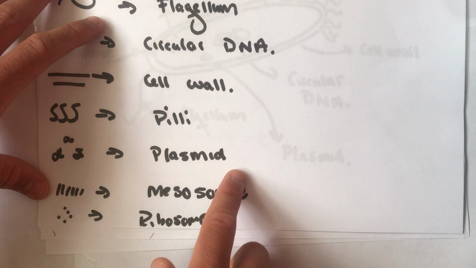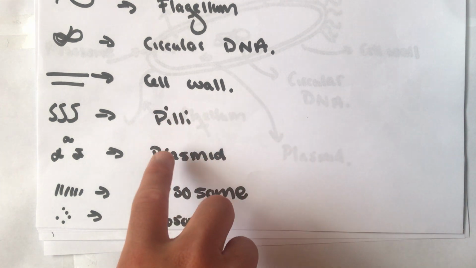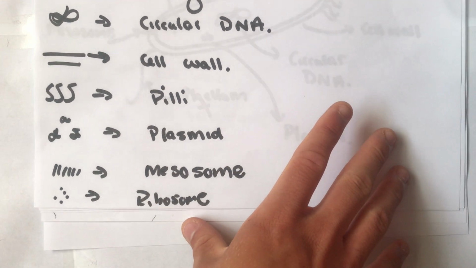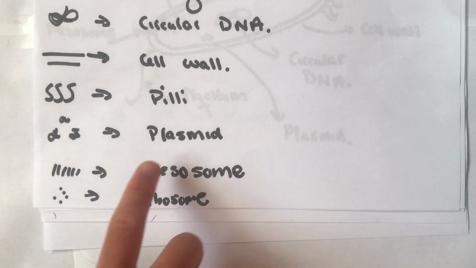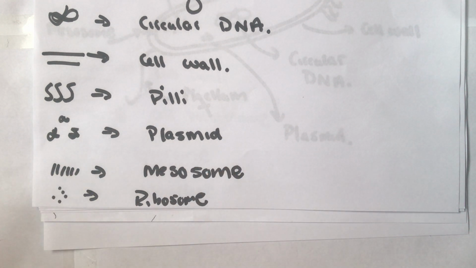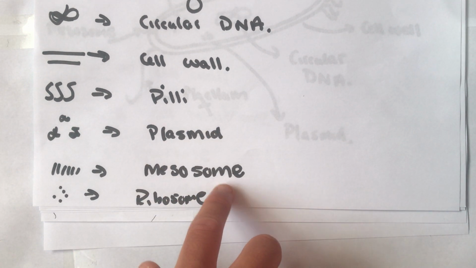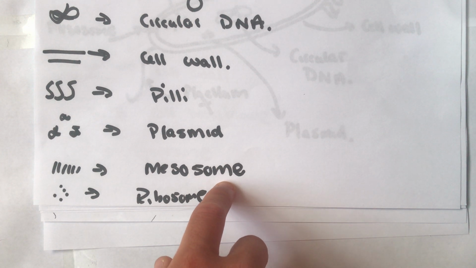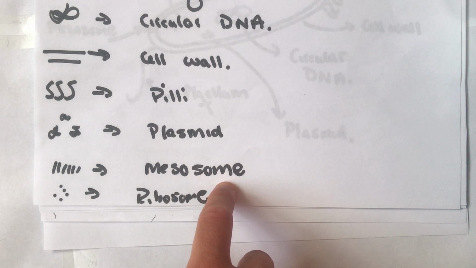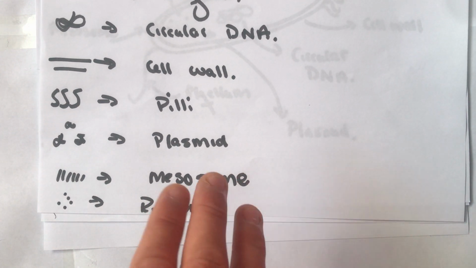The plasmid or the plasmids in a bacterial cell contain extra DNA or extra genetic information which helps the bacterial cell to survive. So the mesosome are what's known as invaginations in the cell wall. Now, many scientists have debated what the function of this organelle actually is. Some scientists have predicted that it is involved in aerobic respiration, but the general consensus is that it is merely just an invagination in the cell wall.